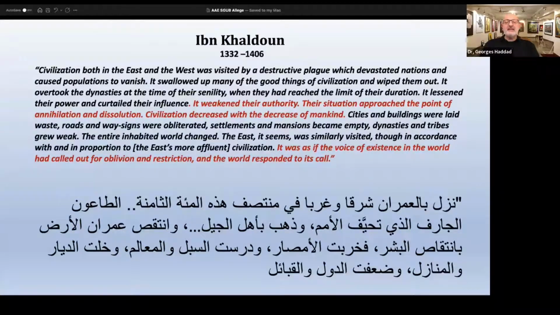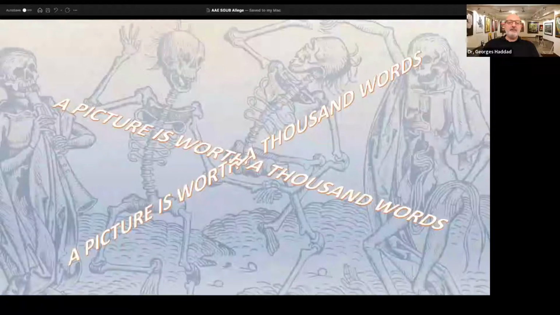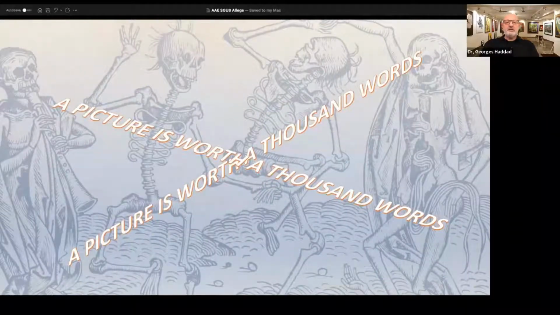And it is very interesting that Ibn Khaldun calls it الطاعون الجارف, like having a huge river. And he says that not only people died, but also civilizations died out as a consequence of the Black Plague. But as they say, a picture is worth 1,000 words. So let's go to pictures.